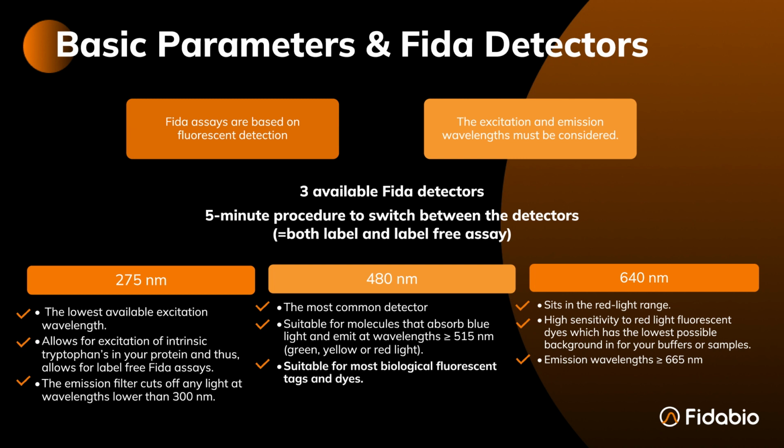This wavelength allows for excitation of intrinsic tryptophans in your protein, and thus allows for label-free FIDA assays. The emission filter cuts off any light at wavelengths lower than 300 nanometers. The most common detector for the FIDA-1 is the 480 nanometer excitation source.